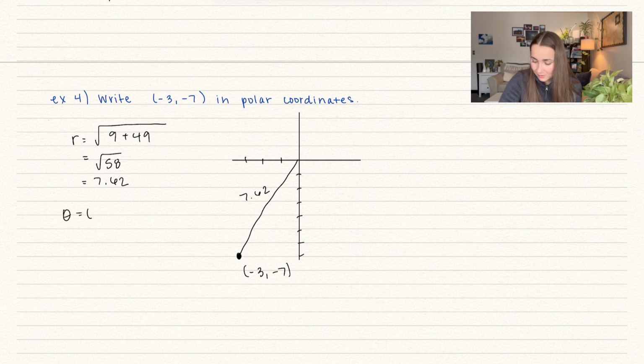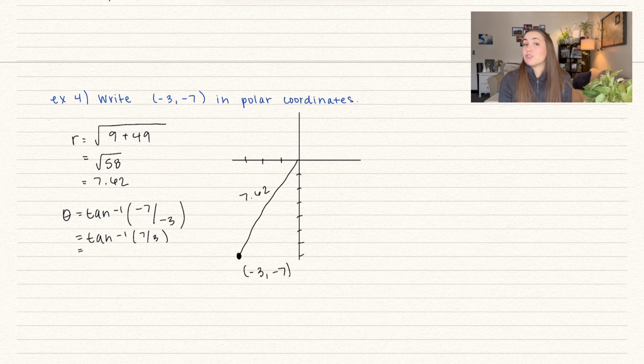Let's go ahead and find out the angle at which this occurs. So theta is equal to inverse tangent of y, -7, over x, -3. So you could cancel out those negatives: inverse tangent of 7 over 3. I'm going to give it in terms of degrees today, because why not? So for degrees, we're going to take inverse tangent of 7 divided by 3. My calculator gives me 66.80 degrees. So 66.8.